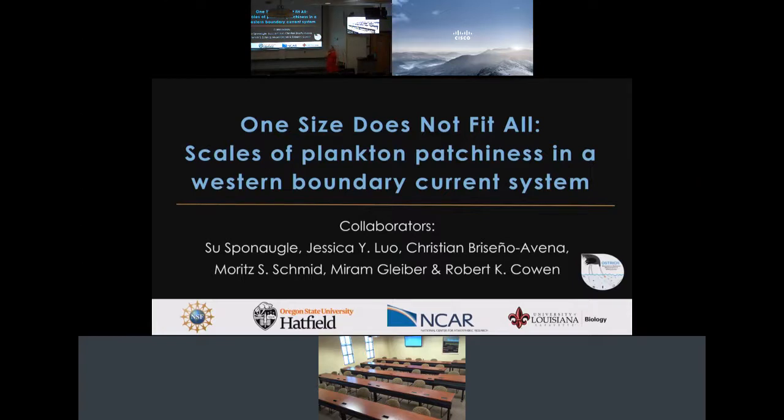So this is work that I did at Oregon State. It's focused on looking at scales of plankton patchiness in a western boundary current system. This was a really fun project, and you guys are actually the first ones to see some of these figures. They're hot off the presses because the paper is imminent.